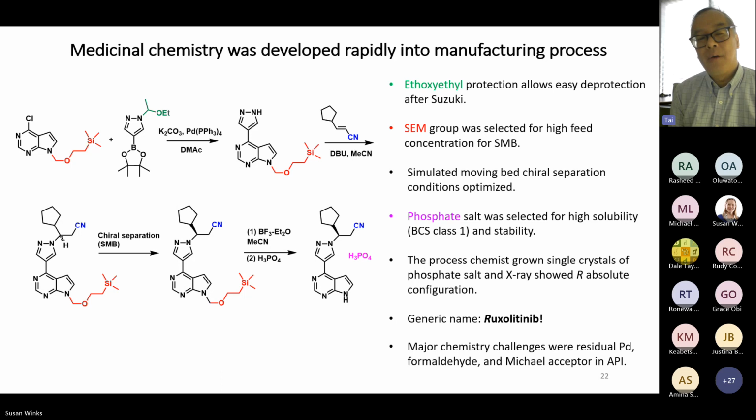As we were developing this process, we had some major chemistry challenges. They are mostly residual palladium, residual formaldehyde, and residual Michael acceptor in the API. These substances are considered genotoxic. We overcame these challenges with appropriate purification methods and very sensitive analytical methods to verify their low levels after purification. Next, please. I think I'm almost out of time, but I'll go through this real quick.